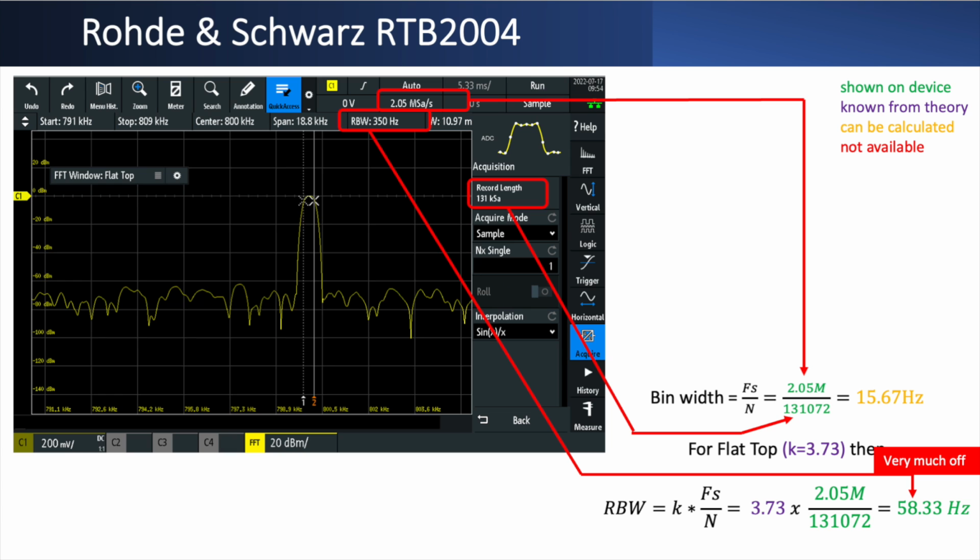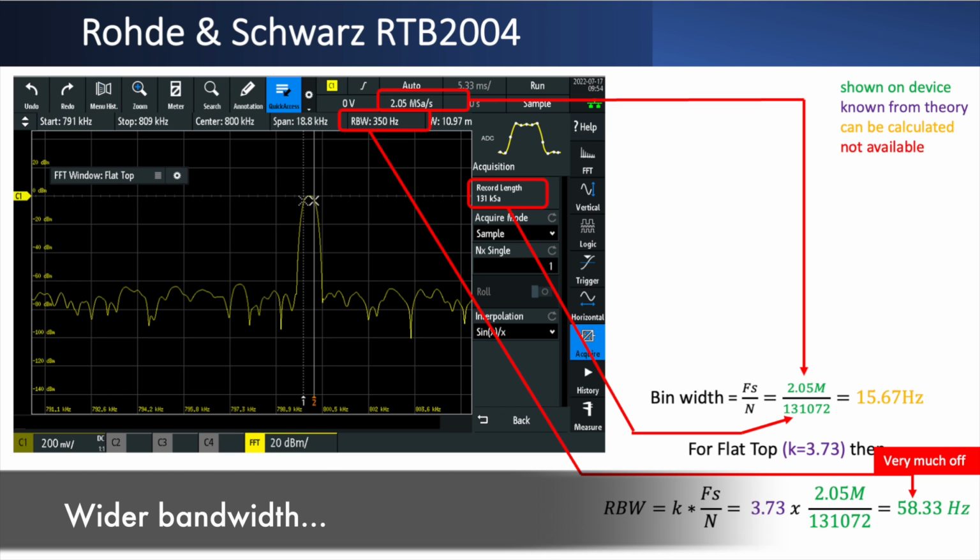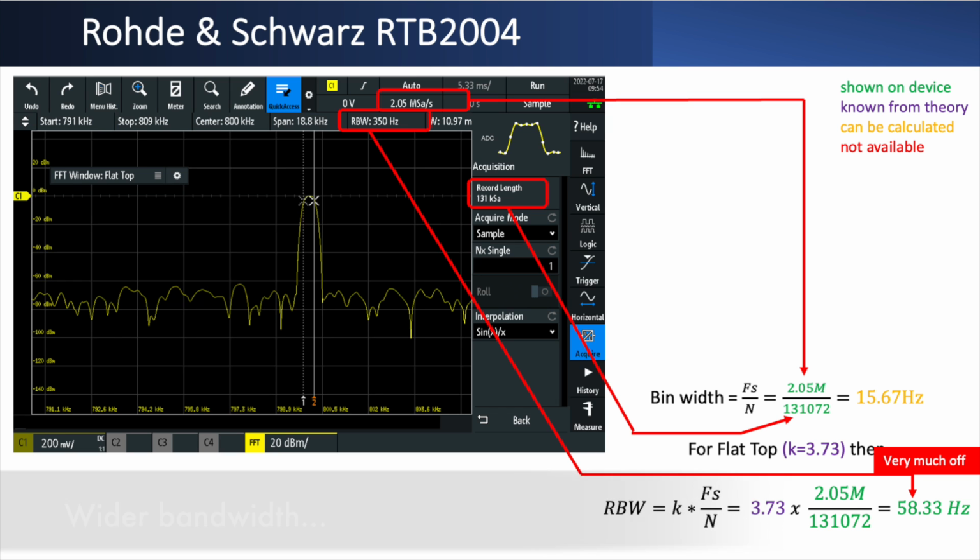And why did I just say up to this point? Now the thing is that if I go to a larger resolution bandwidth, I actually did so because I thought I could set my cursor better at 3 dB points. Actually the values for the sampling and for the record length remain the same. So the bin width should remain the same, and then if I multiply by the flat top factor, I get a resolution bandwidth of still 58 Hertz, while in reality the device is showing me some 350 Hertz for the resolution bandwidth.